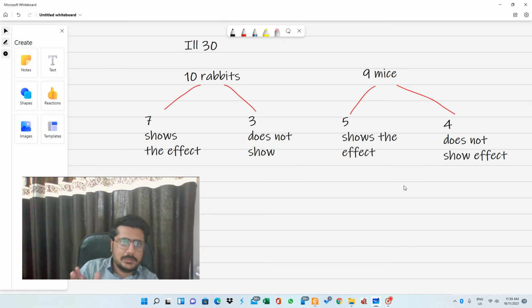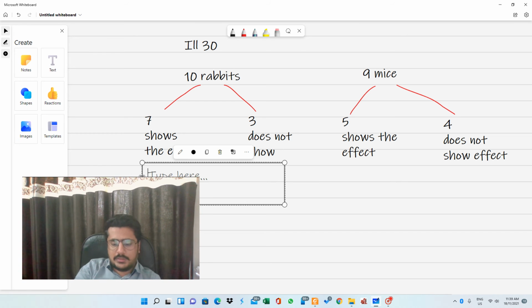From 10 rabbits, a medicine is tested, of which 7 rabbits show the effect of medicine, 3 do not show the effect of medicine. The same medicine is tested on 9 mice, of which 5 mice show the effect of medicine and 4 do not show the effect of medicine.